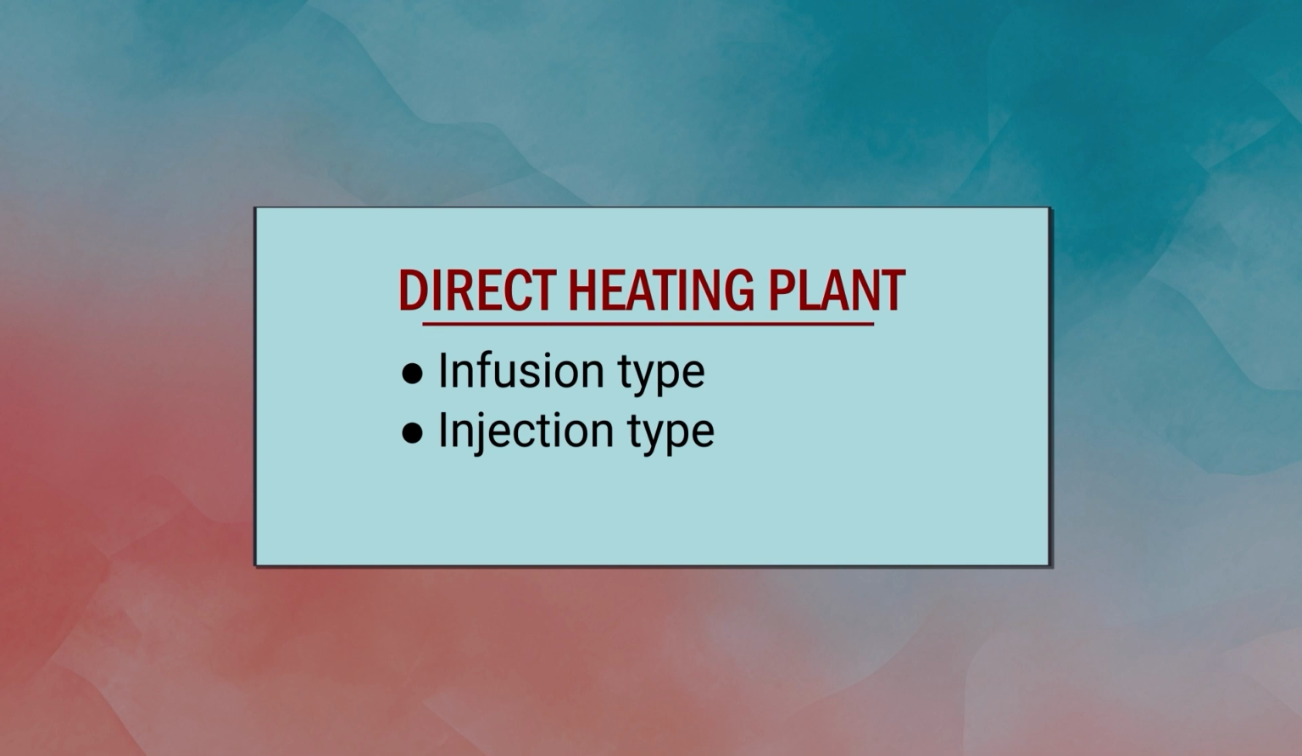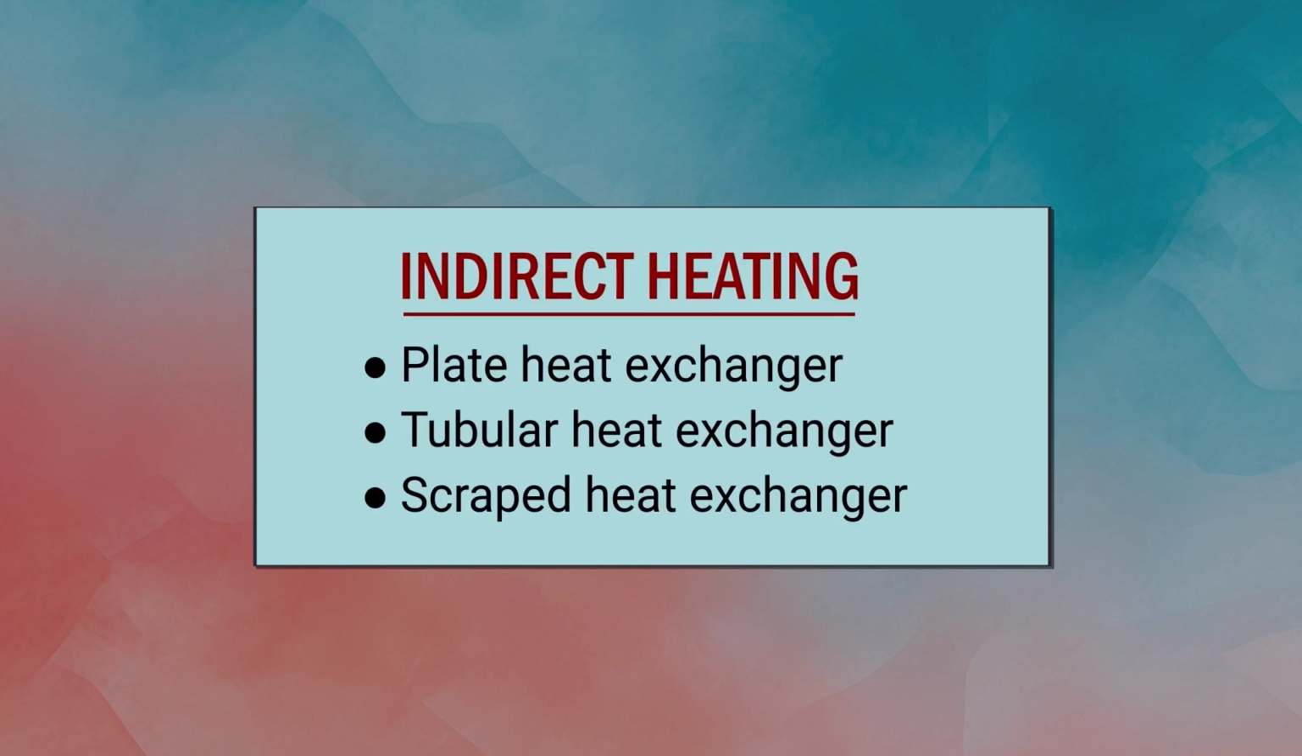Now there are two types of plants: the direct heating plant, which is infusion type and injection type, and the indirect heating type, which includes plate heat exchanger, tubular heat exchanger, and scraped surface heat exchangers.